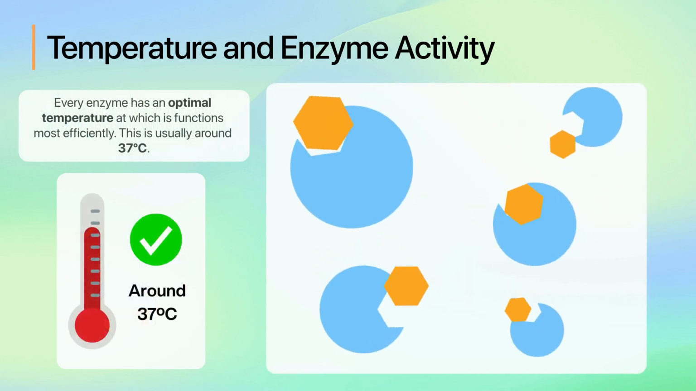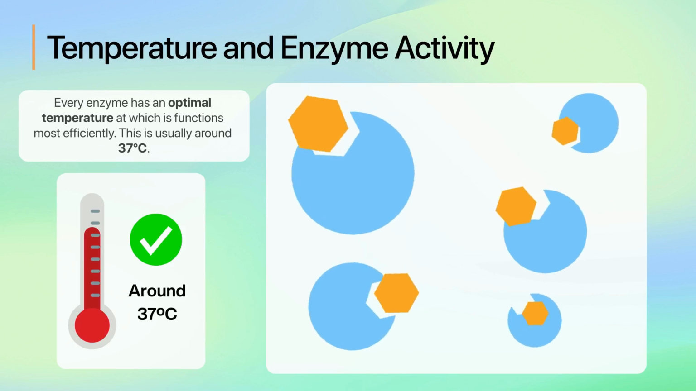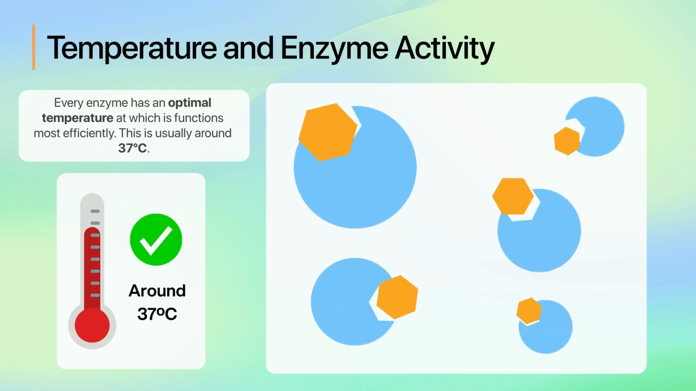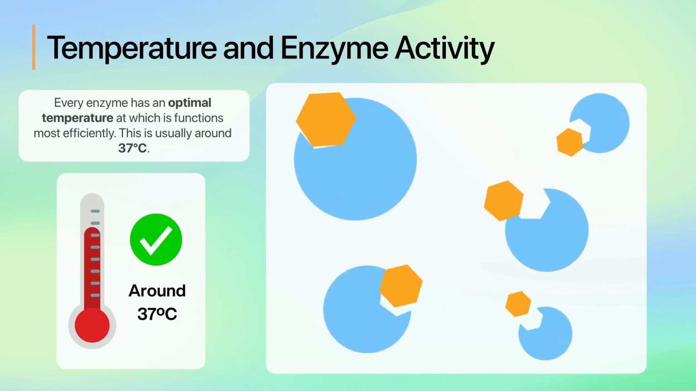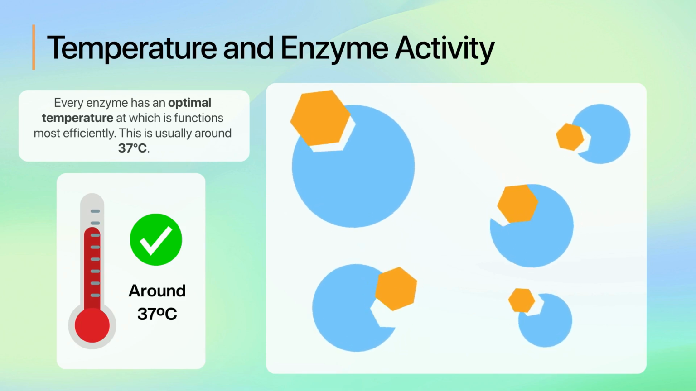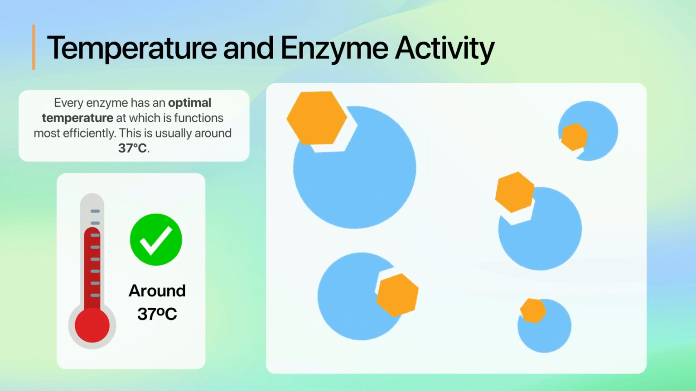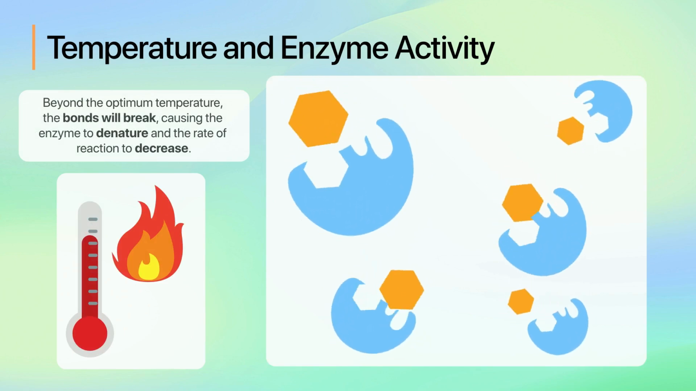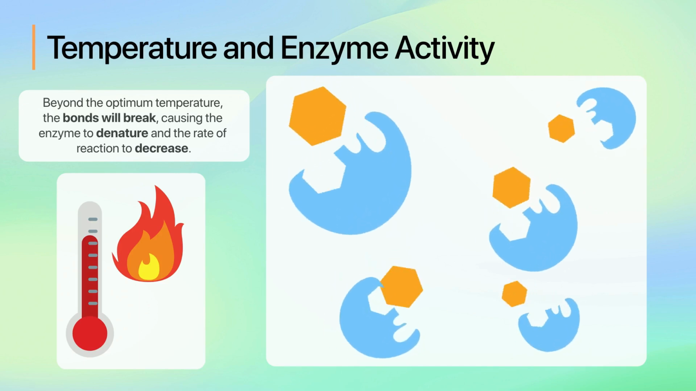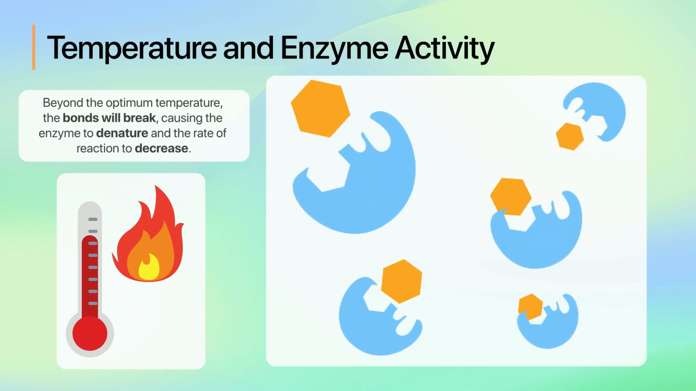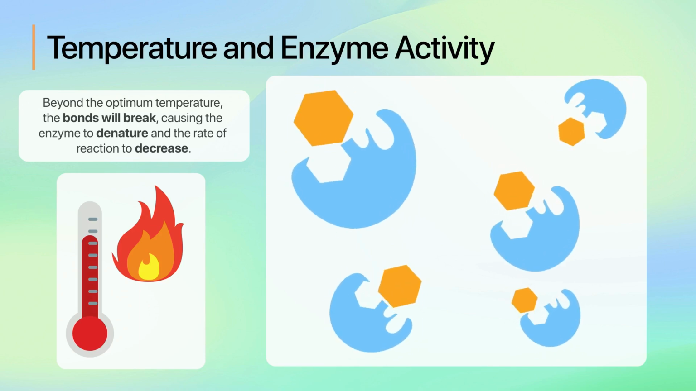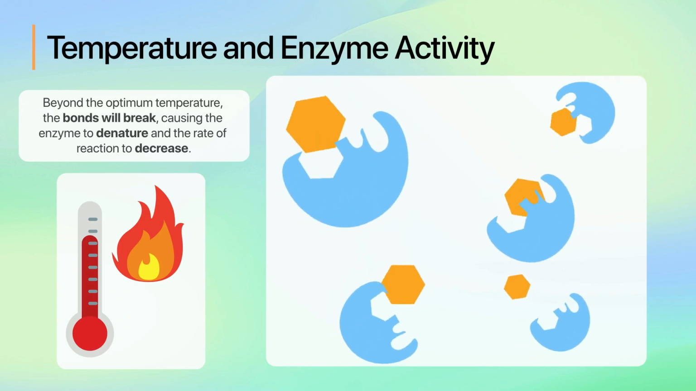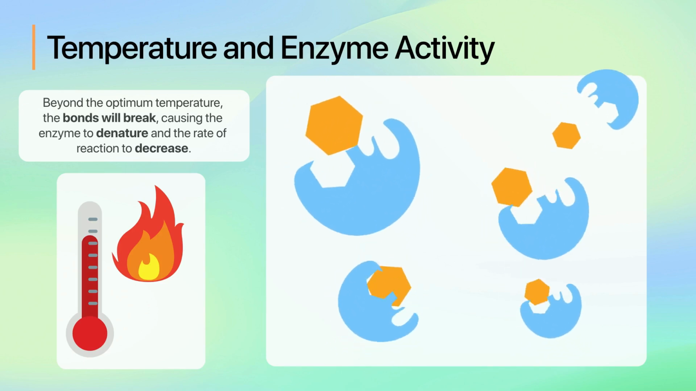Every enzyme has an optimal temperature at which it functions most efficiently, and therefore causes the fastest rate of reaction. For most human enzymes, this temperature is around 37 degrees Celsius, which is normal body temperature. Beyond the optimum temperature, the bonds holding the enzyme into its unique shape will break, causing it to denature. When an enzyme denatures, it alters the active site, so the substrate no longer fits, and the enzyme activity therefore declines sharply.